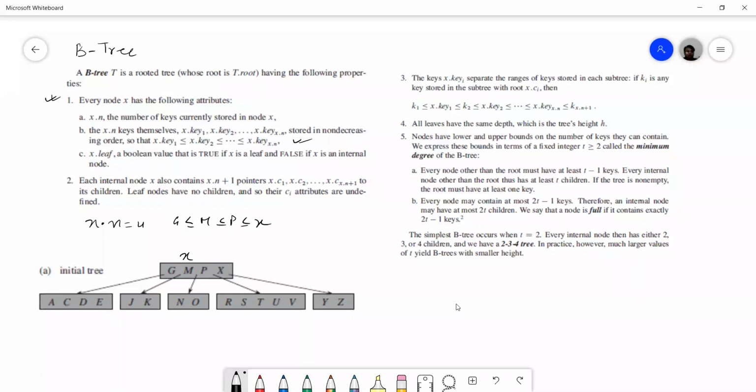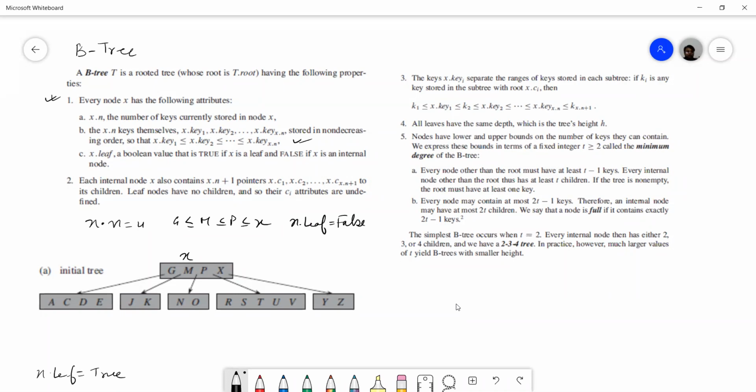This is satisfied. And x dot leaf is a Boolean value that is true if x is a leaf, or false if x is an internal node. So in this case, x dot leaf is equal to false. Why? Because x is an internal node. And in all these cases, x dot leaf is equal to true, because x is a leaf node. I hope this property 1 is clear to all, class.